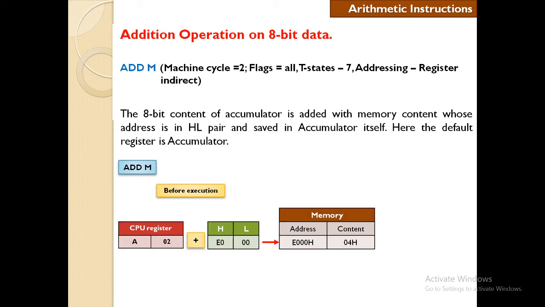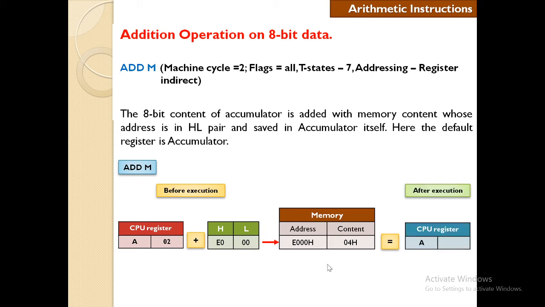Now you can see we have a situation before execution. In this diagram the accumulator has 02 and the content of HL is E000. The plus here means that the pointer, which is the HL register, is pointing to a particular location in the memory, and that content is getting added. So please don't get misguided by this plus symbol. It means the content across this particular location is getting added.